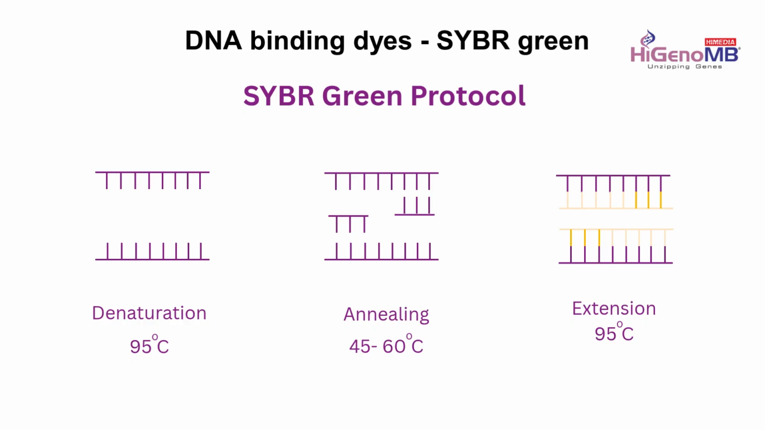So here I am going to explain to you about the DNA binding dyes and how it happens. Here the PCR reaction happens, as I explained to you, in 3 steps: denaturation, annealing and extension. So what will happen when DNA binding dyes like SYBR Green are added to the PCR tube in the PCR reaction?